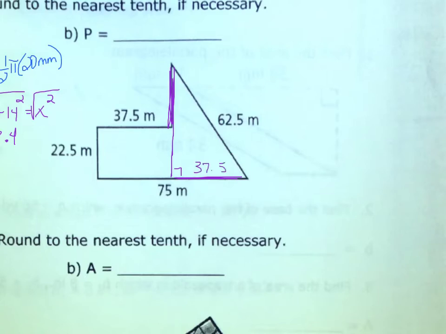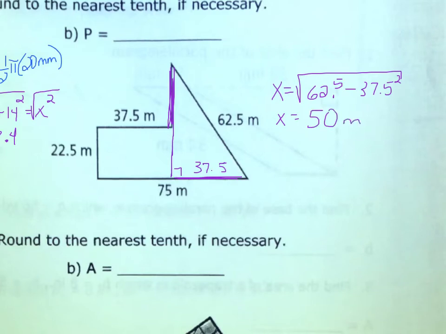So all you have to do when you're looking for a missing piece, the short way would be, well, that x, that missing piece, would be the square root of 62.5 squared minus the leg, which is 37.5, and this is squared. So what did you get for that height? How much is that? 50 meters. And then that 50, you subtract the 22.5, right? So it's minus 22.5. And that gives you 27.5. So that piece is 27.5.